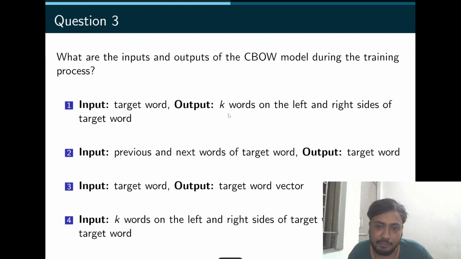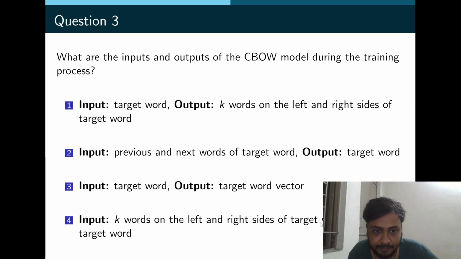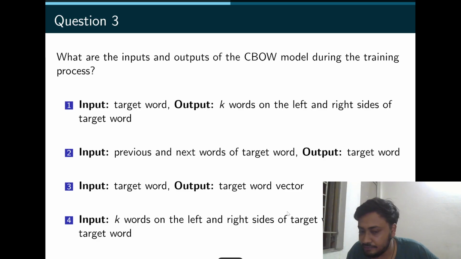Input is target word, output is k words on the left and right sides of target word. The other is previous and next words of target word as input, and output is the target word. Then we have input target word and output is the vector for the target word. And finally, the fourth option is input is k words on the left and right side, and we are predicting the target word. So yeah, can anybody tell what should be the answer to this? It would be Option one. Option one. Okay, anybody else would like to try?